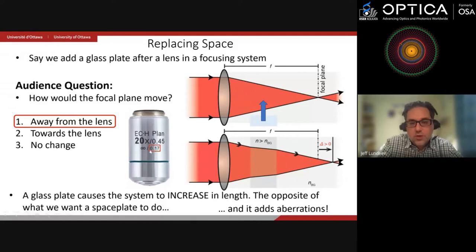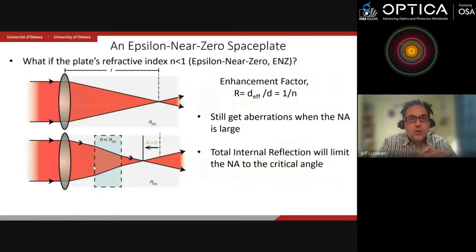So a piece of glass is even worse than space because space doesn't add aberrations, but a piece of glass will. So it does the opposite of what we want. It does the opposite of what a space plate does. And that's because in imaging, you're worried about the transverse evolution of phase. Like, how does the phase vary transversely? Whereas in interferometry, you're worried about how the phase increases longitudinally along the path of propagation.